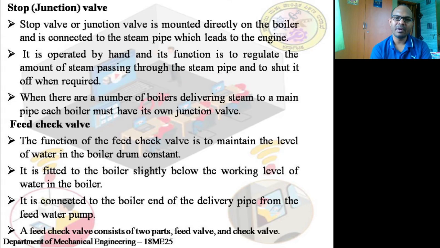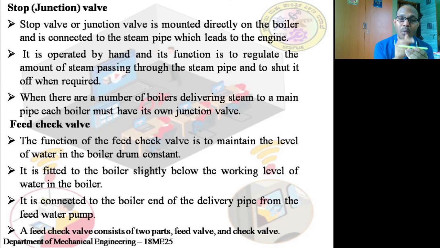When there are a number of boilers delivering steam to a main pipe, each boiler must have its own junction valve. What happens in a thermal power plant? There will not be only one boiler. There will be a number of boilers, and for all of them there will be a main channel. The steam from the first boiler will be connected to this, the steam from the second boiler will also be connected to this, and the steam from the third. If there are five boilers, the steam will be taken from all the five boilers to the main channel.